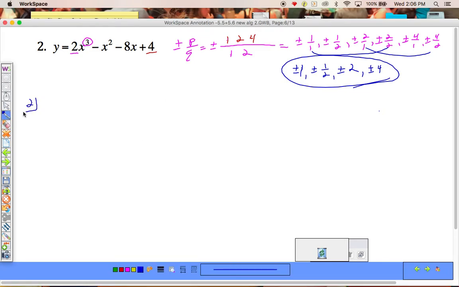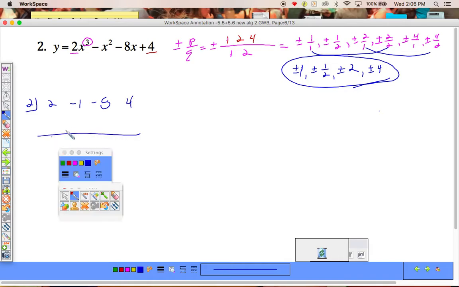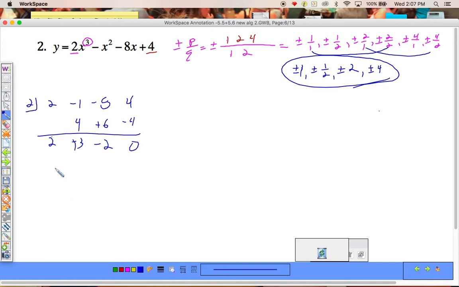Let's try 2. 2, negative 1, negative 8, 4. Well, that doesn't look like it's going to work either. Oh, that's why, because that should be positive. And there we go, I got one to work. So what I have left is 2x squared plus 3x minus 2.